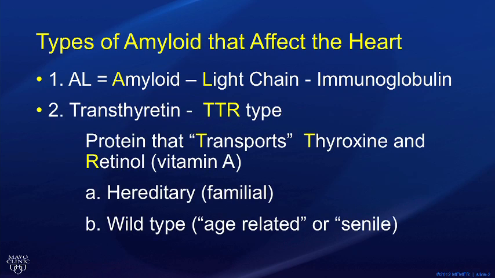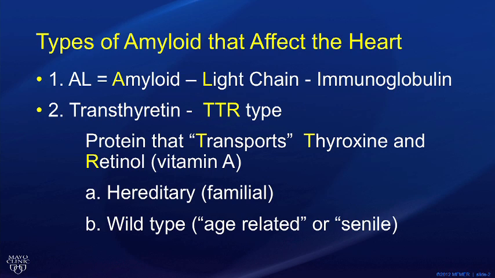The other main type of amyloid that can deposit in the heart is what's called transthyretin amyloid. And it's named because of the protein that we all actually have in our body, which transports thyroid hormone and retinol, which is vitamin A. So the letters TTR are for transports thyroid hormone and retinol. So we abbreviate that as TTR. And there are 2 types of TTR amyloid that can affect your heart.